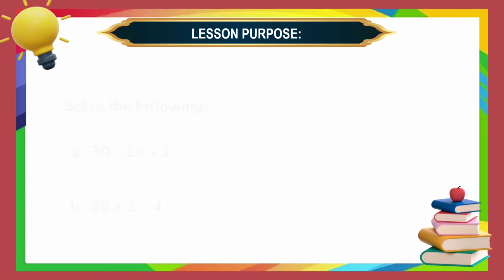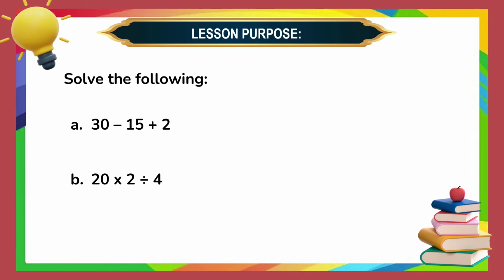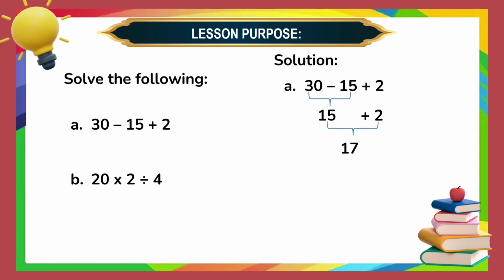Continue with our lesson. Let's solve the following expressions. 30 minus 15 plus 2, and 20 times 2 divided by 4. So for the solution, we have 30 minus 15 plus 2, subtract first. 30 minus 15 is 15, then bring down plus 2. Then 15 plus 2 is 17. So the final answer is 17.